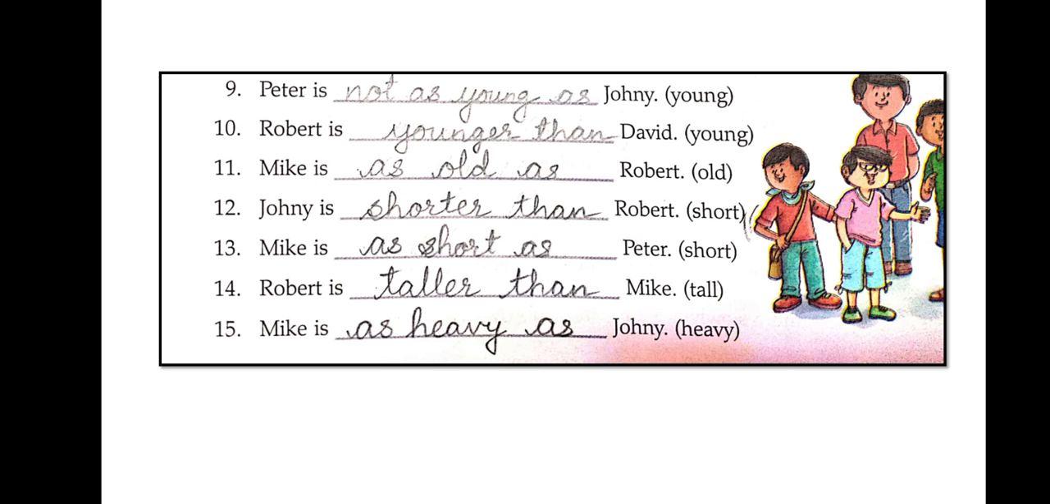11, Mike is as old as Robert. 12, Johnny is shorter than Robert. 13, Mike is as short as Peter. 14, Robert is taller than Mike. 15, Mike is as heavy as Johnny. So I hope you have understood this exercise. Now you have to write this exercise only in the textbook with pencil. I will send you a PDF file of these exercises also, so you can write from that.